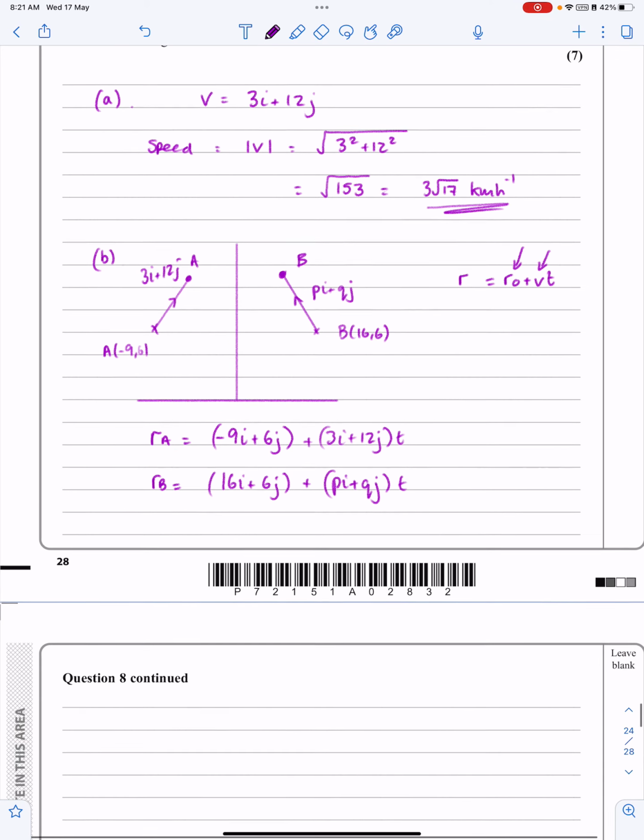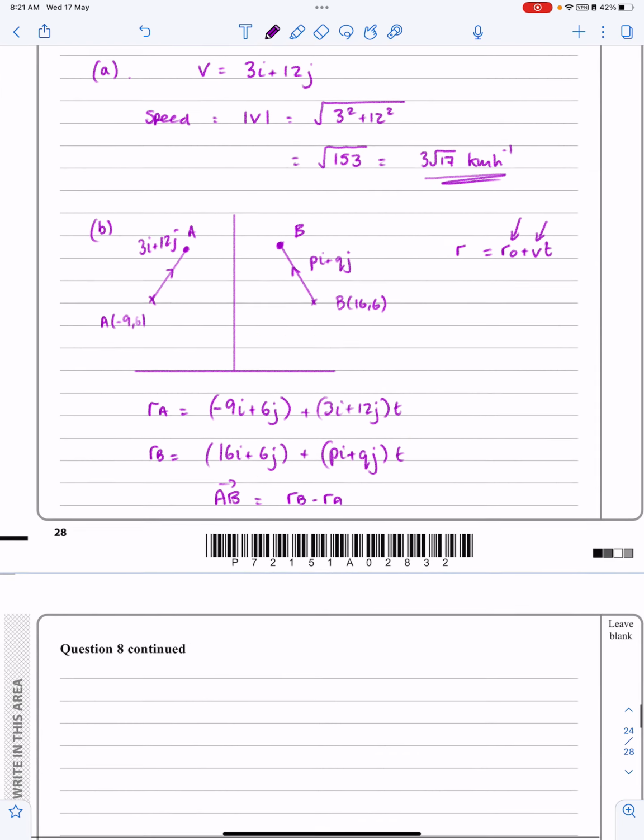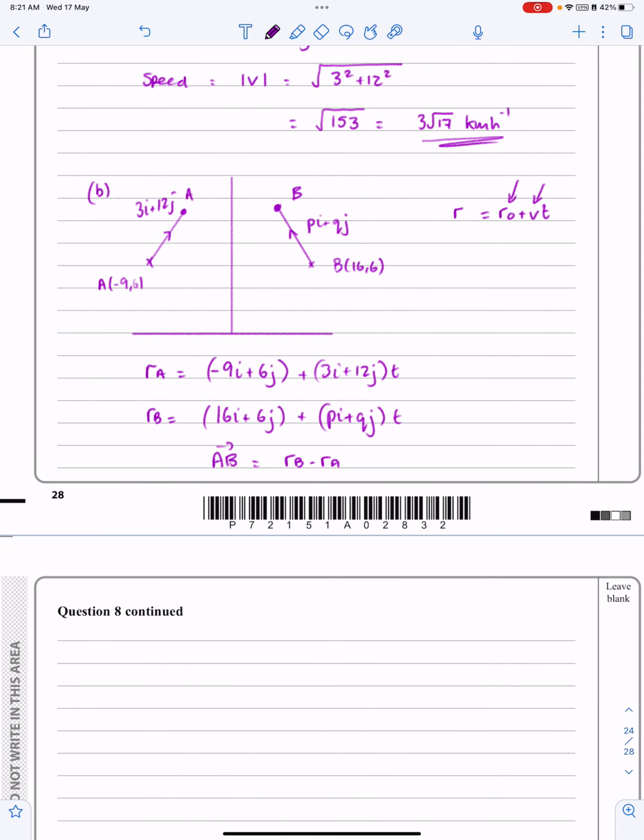So now AB. I'm not explaining this to you; go away and do a little bit more work on this if you need to. AB is always going to be RB minus RA like that. You've got to make sure you're happy with that, otherwise you're going to struggle with any of your vectors questions. So in this case, AB is going to be this one, take away this one.